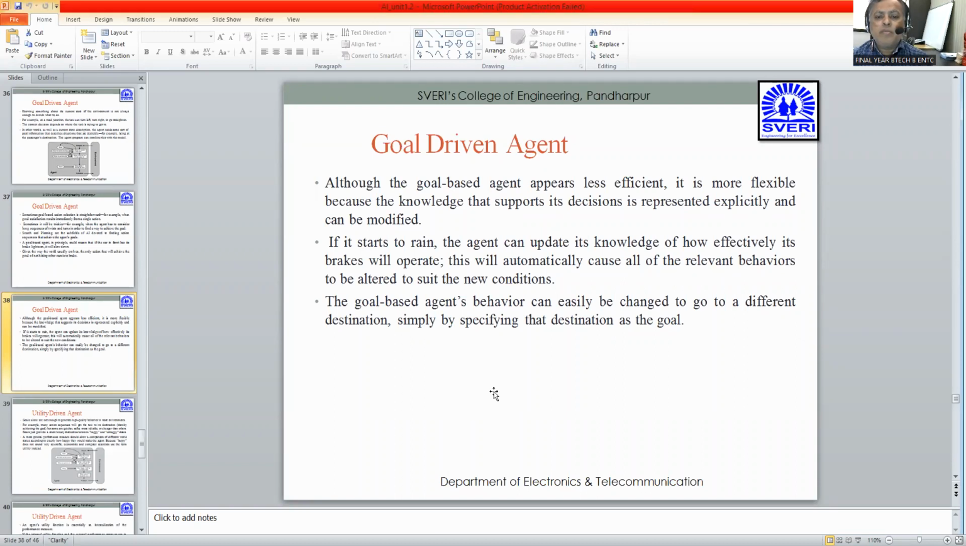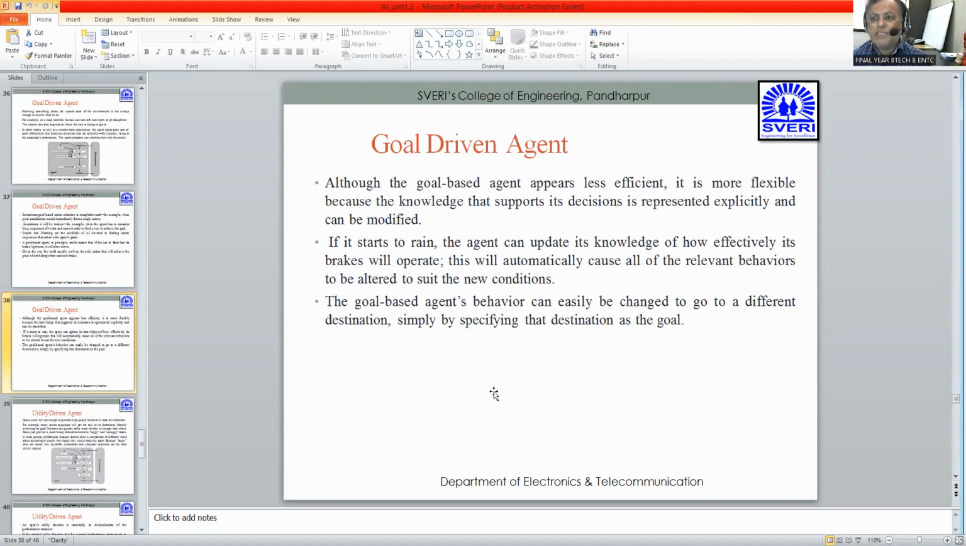The goal-based agent's behavior can easily be changed to go to a different destination simply by specifying that destination as a goal. So it could be easily changed. Say we are going to Pandharpur and suddenly I decide to go to Mangalveda. Now the destination will be changed, so accordingly the decisions will be changed. So different destinations can be easily changed by specifying that destination as a goal.